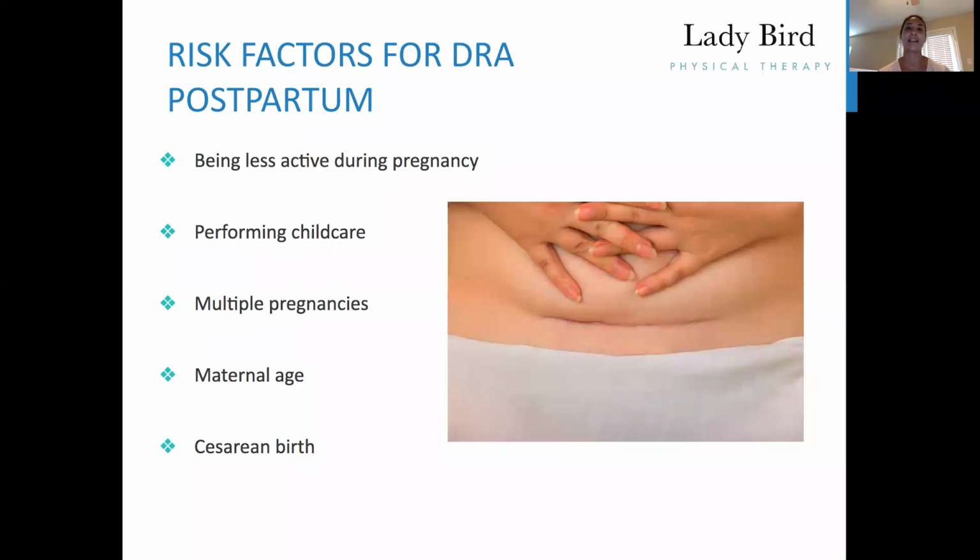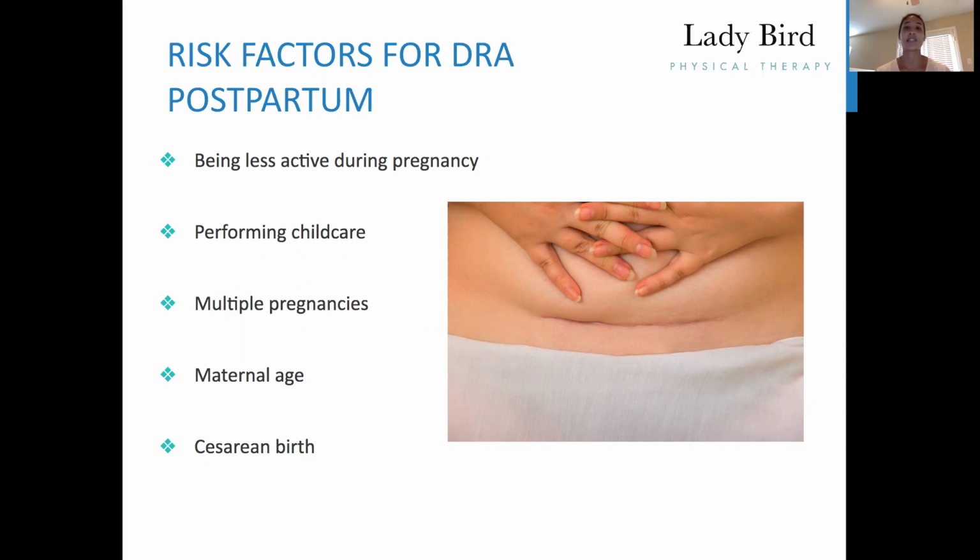Multiple pregnancies. This kind of makes sense, right? In terms of that linea alba, or that fascia that joins the muscle together, the more it gets stretched, the more it'll lose its integrity to really support that muscle, as well as all of the other layers that are beneath it.